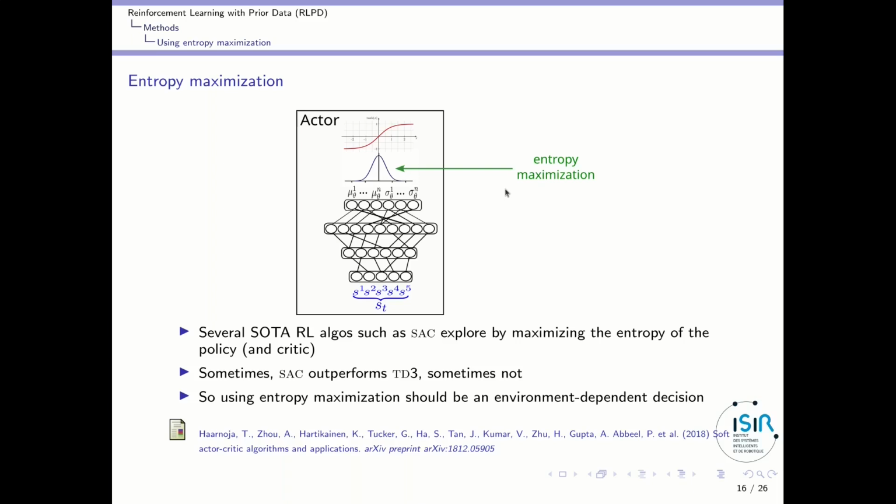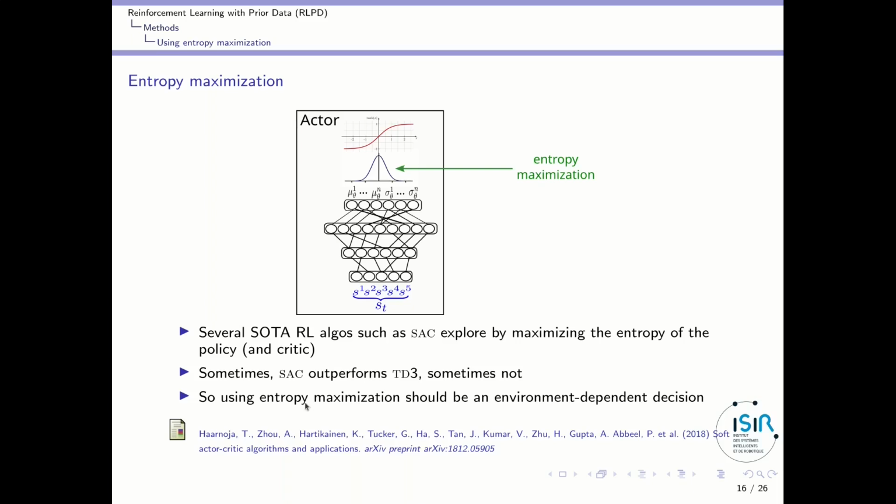And again, the authors of the RLPD paper show that depending on the environment, it's a good idea or not to use entropy maximization. Actually, you can find in several papers that sometimes soft actor critic, which uses entropy maximization, outperforms TD3, and sometimes it's not the case, and TD3 can be seen as a deterministic version of soft actor critic where there is no entropy maximization. So you can see that depending on the environment, entropy maximization can be good or can be bad.